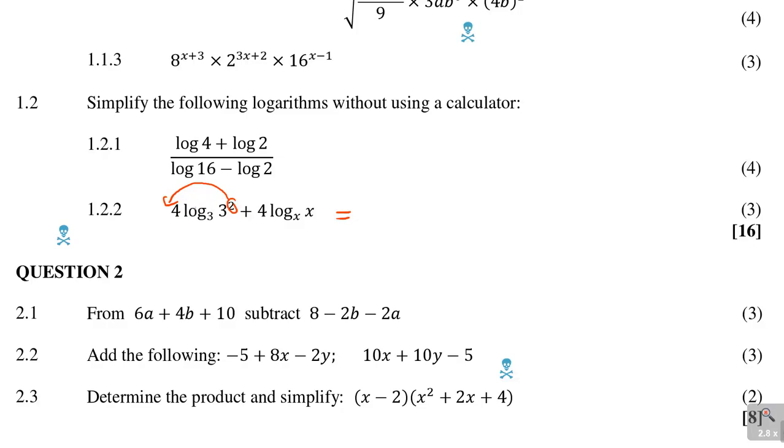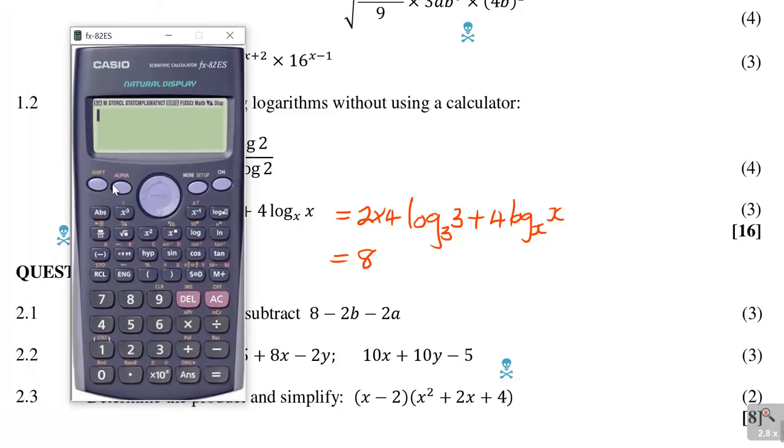So again, coming back to this, what am I saying here? I'm saying you see this 2, it will drop down to join the 4. When it drops down, it becomes 2 times 4. Don't forget that. It doesn't become 24, it becomes 2 times 4 log base 3 of 3 plus 4 log base x of x. Now 2 times 4, you get your 8. Now log base 3 of 3 is 1. You can test that with your calculator.